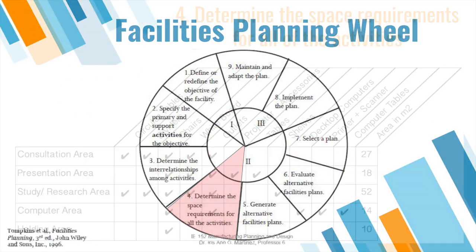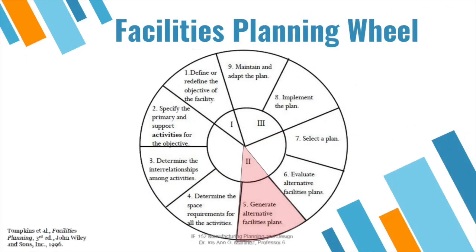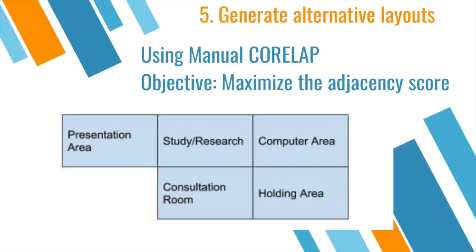Step 4. We use the bottom-up approach to estimate the amount of space needed for the equipment. Rest assured, we didn't forget to add allowances. The components of each area and their corresponding space requirements are specified on your screens. Step 5. Using the manual CORELAP method, where our objective was to maximize the adjacency score of the different areas, our initial layout can be seen on your screens.